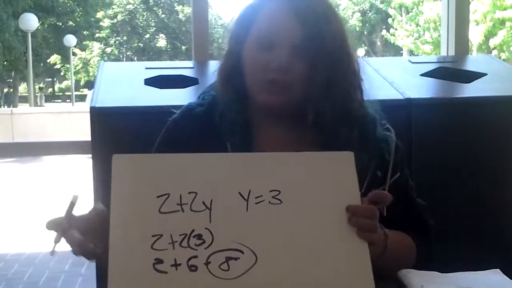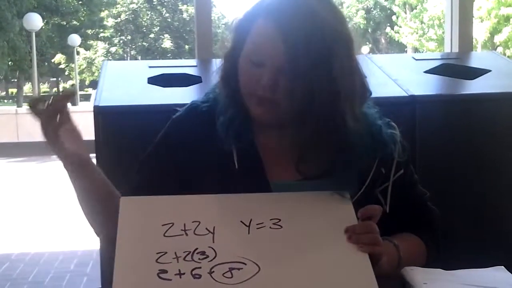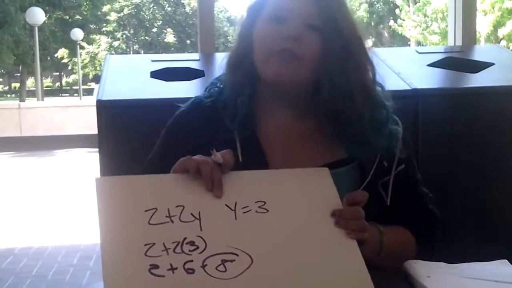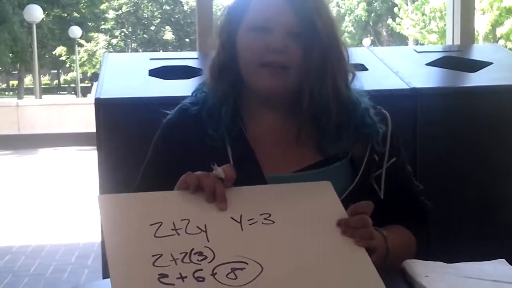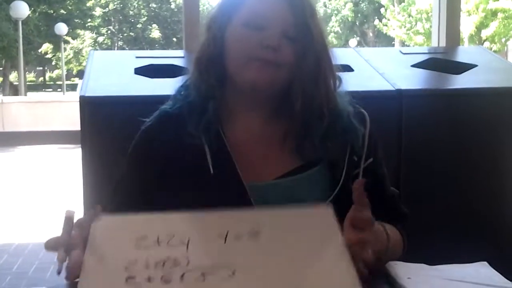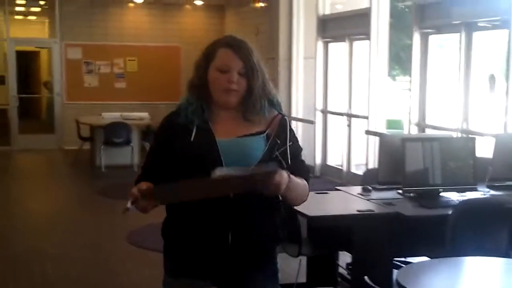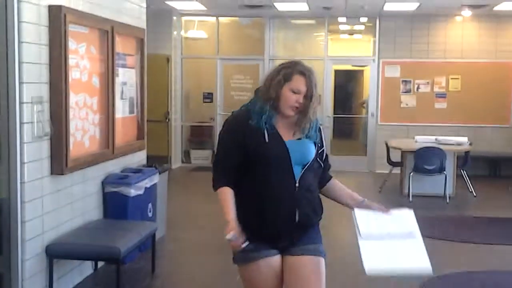So literally for substitution, all you have to do is plug in whatever y or x or whatever the letter is into the equation. And next we'll get into combining like terms. To combine like terms, you combine numbers that have the same variables to simplify the expression.